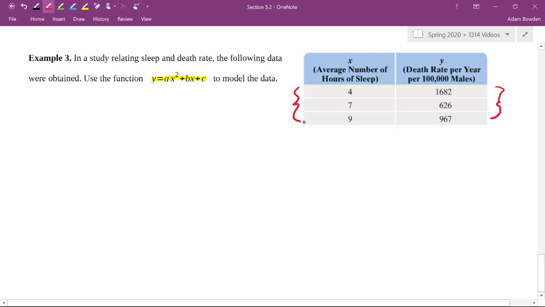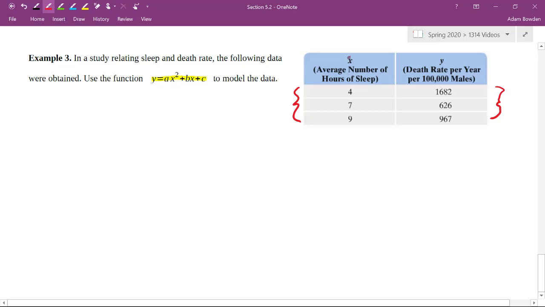And that works because we notice how the death rate starts up kind of high and then goes down, and then it comes up a little bit again as we get a little bit higher in the amount of sleep. And so it will sort of follow along a parabola shape in a way. And so a quadratic function will work well in order to figure out a function to match up with the data.